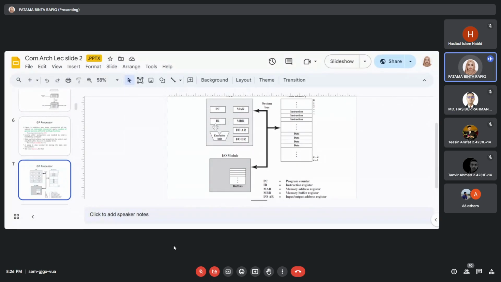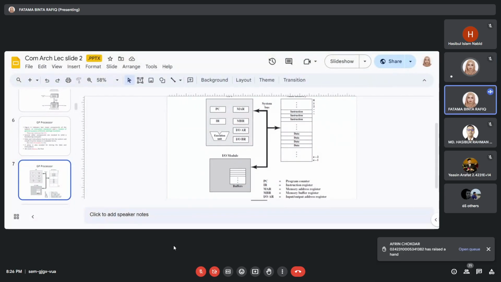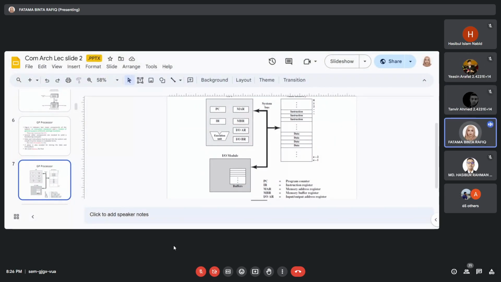And the next column will have two types of register. One is address register, another one is buffer register, and these two types of register are for what? Memory and IO device.